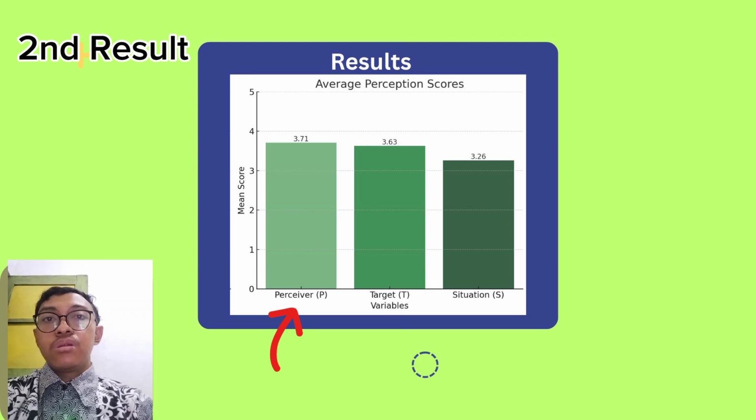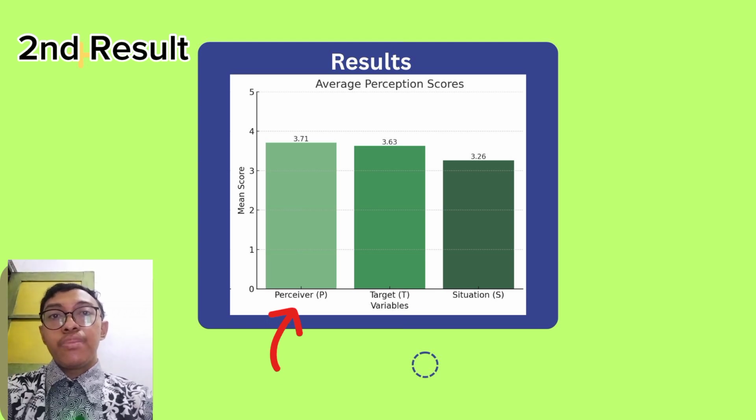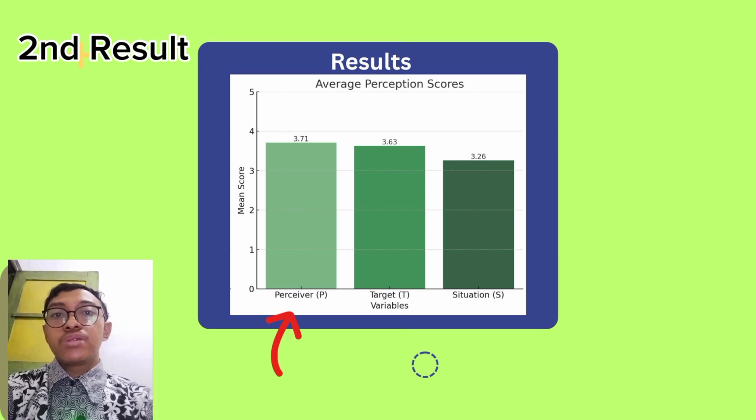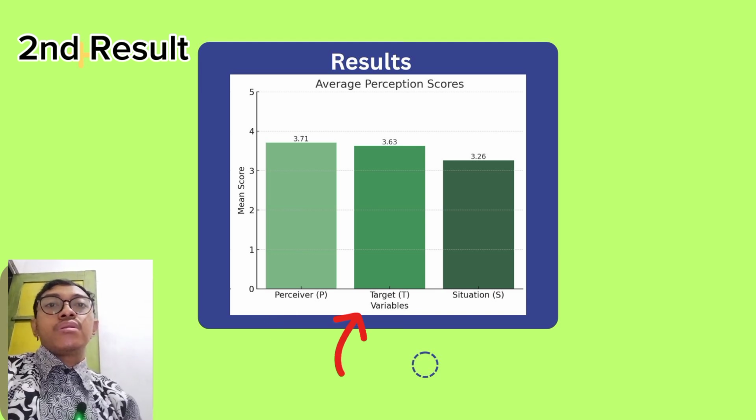The implication is learners are not only open to using AI but also actively seek it out to support their English studies. This suggests a readiness among students to adopt AI as part of their learning habits, provided the tools are accessible and relevant. The second part, which we just look at in the middle, shows target with mean 3.63. This is a moderately high score, close behind perceiver.